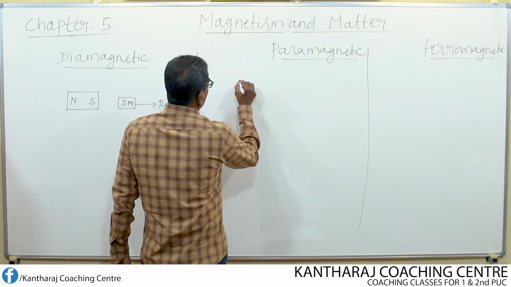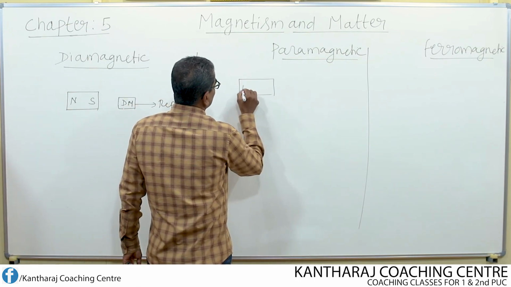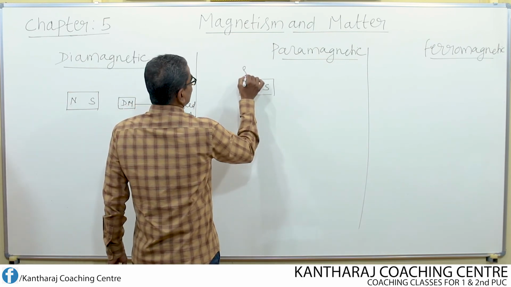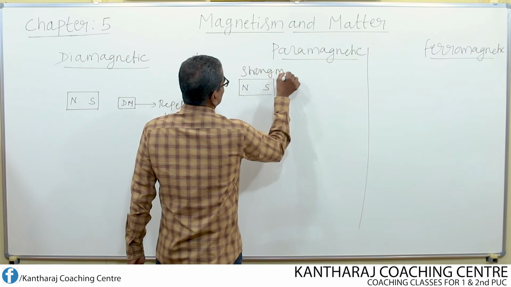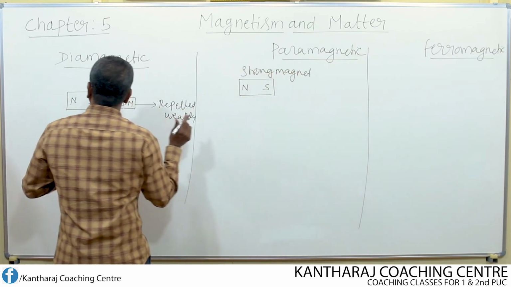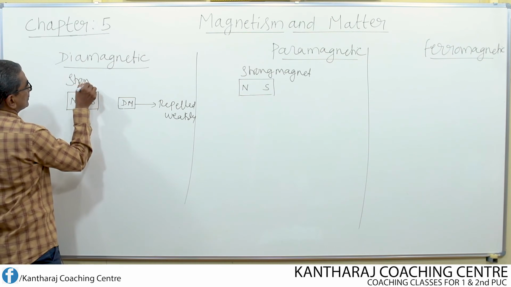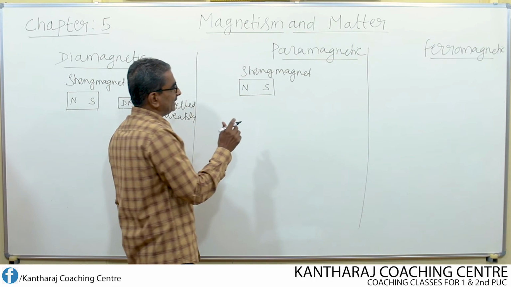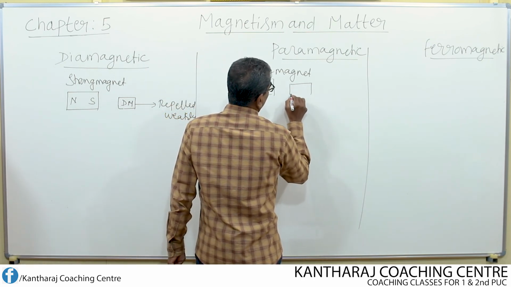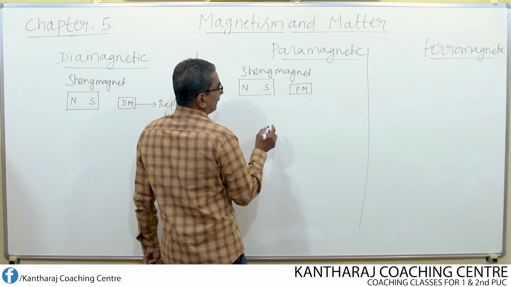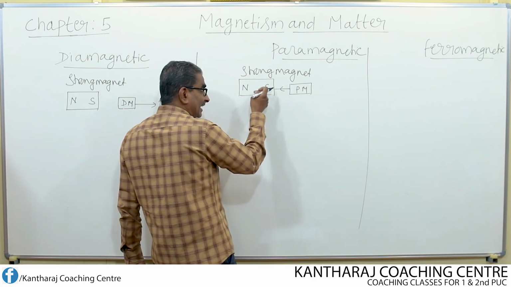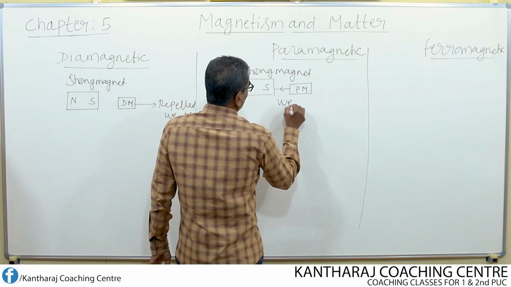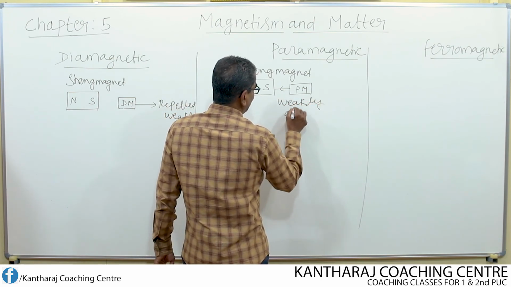Whereas if you consider paramagnetic material, again, suppose if I consider one strong bar magnet. So this is a strong magnet. Once again, here also it is a strong magnet, and this is nothing but diamagnetic material, whereas here I am going to keep paramagnetic material. Now what happens means it is weakly attracted, not repelled, weakly attracted by the magnet.